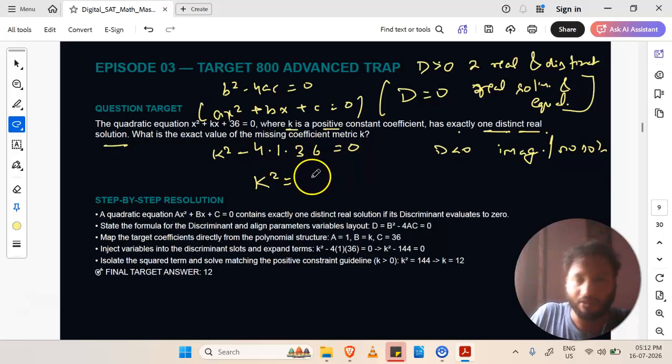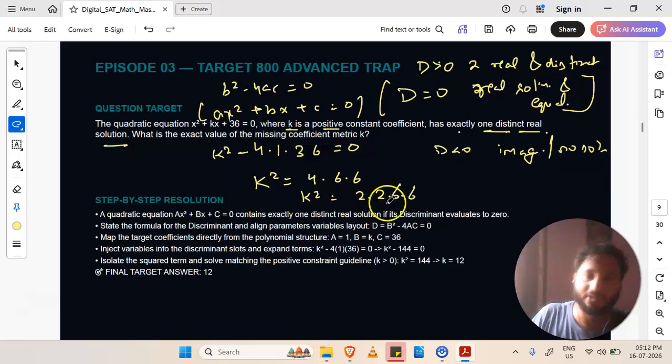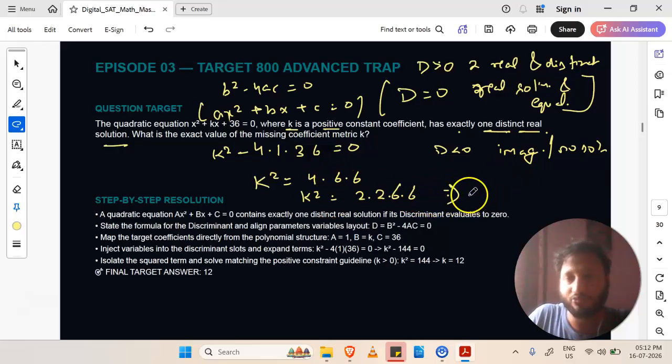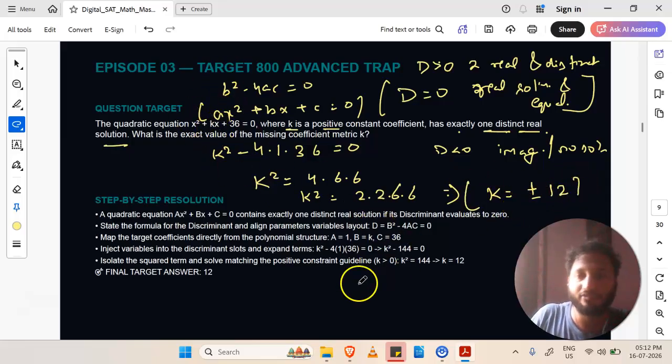now here's the trick for the examination. Don't multiply them. Just write it as k square is equal to 2 into 2 into 6 into 6. Why am I doing this? It's a trick, because for k I'll have to have the factors of these two, which I already did. So k corresponds to plus minus 2 into 6, which is 12. And what was the condition? k was positive, so k will be plus 12.